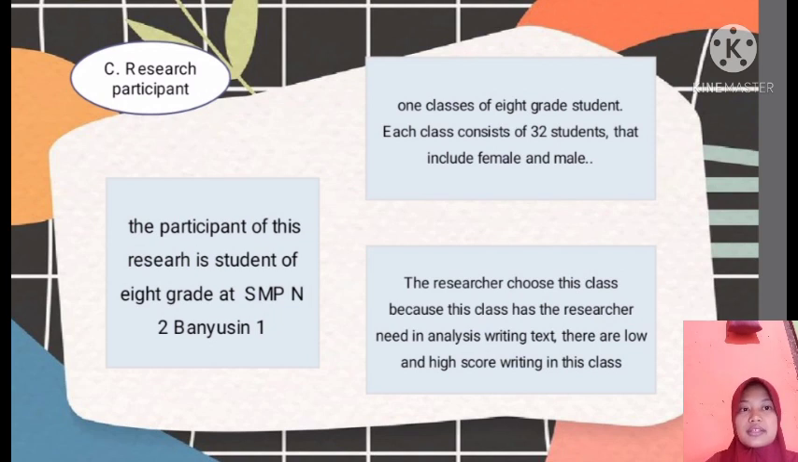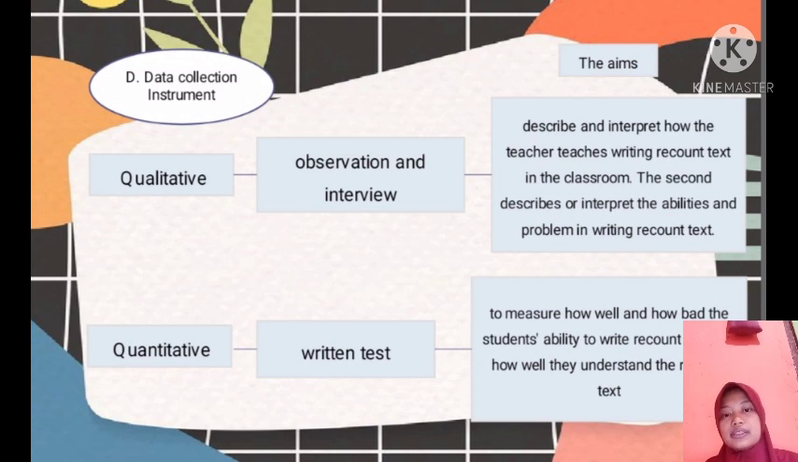And the next is the data collection instrument. The researcher used qualitative data collection. It includes observation and interview. Why does the researcher do the observation and interview to collect data? The aim is because observation and interview describe and interpret how the teacher teaches writing recount text in the classroom. And the second is to describe or interpret the abilities and the problems in writing text through observation and face-to-face interview.